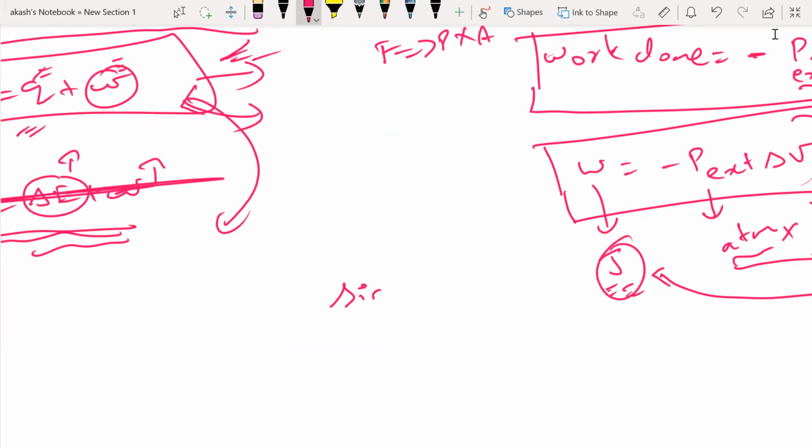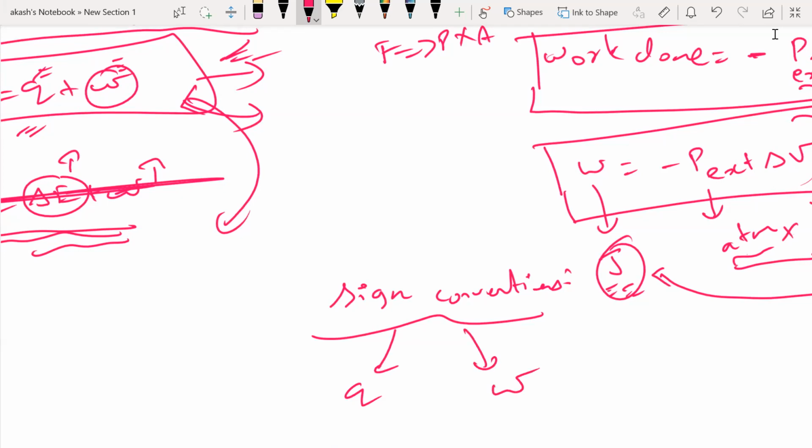There is something called sign conventions. We have to follow certain conventions of signs. Positive sign, negative sign, when will you give? All these things you have to understand. So sign convention is for two things. One is Q, another one is W.